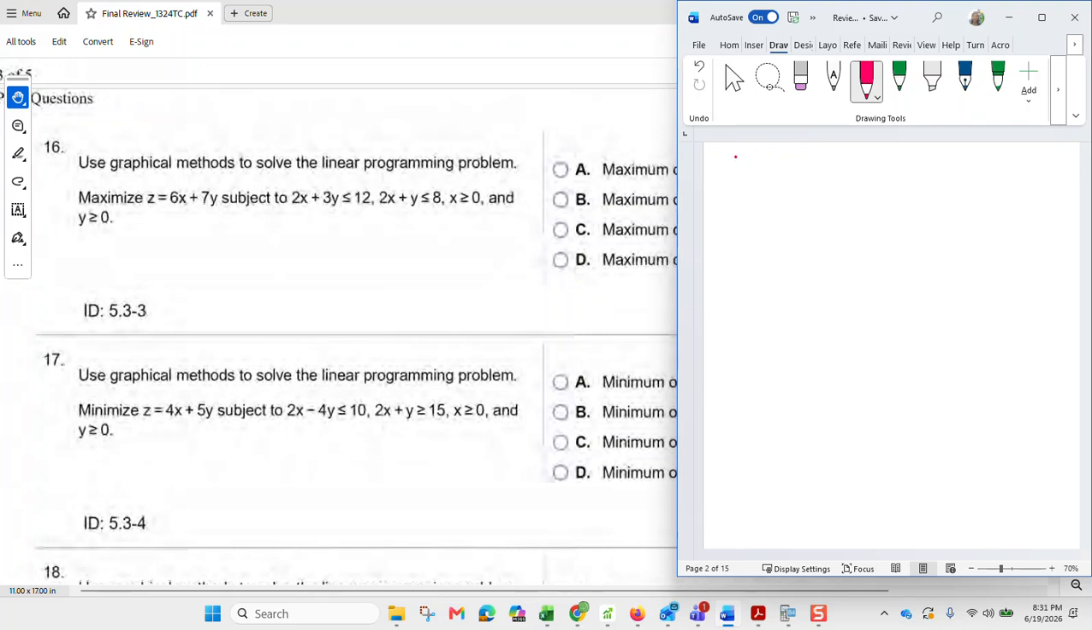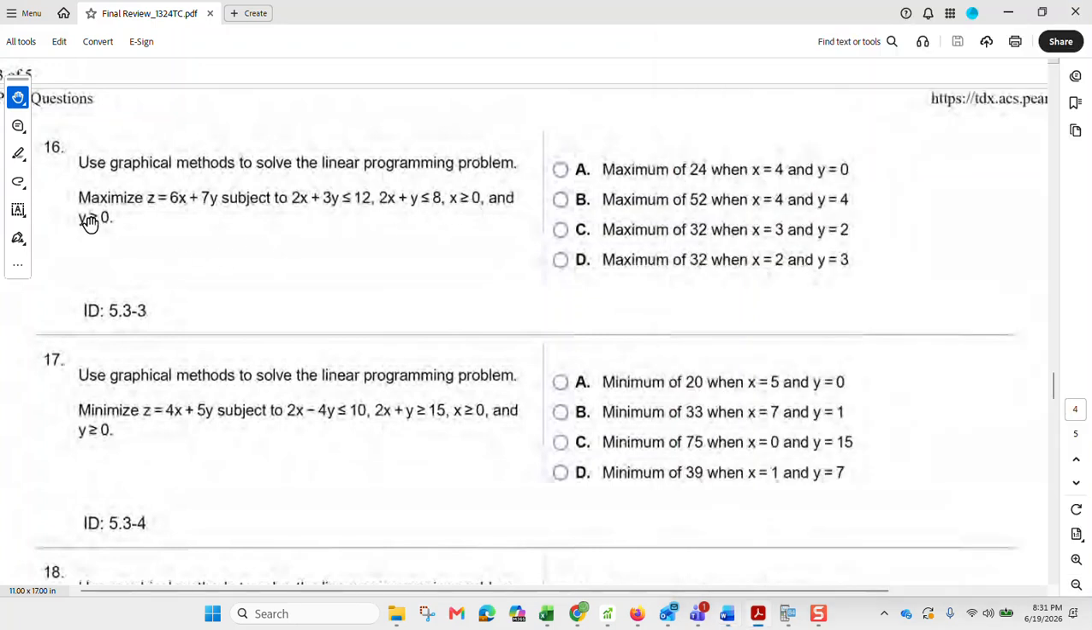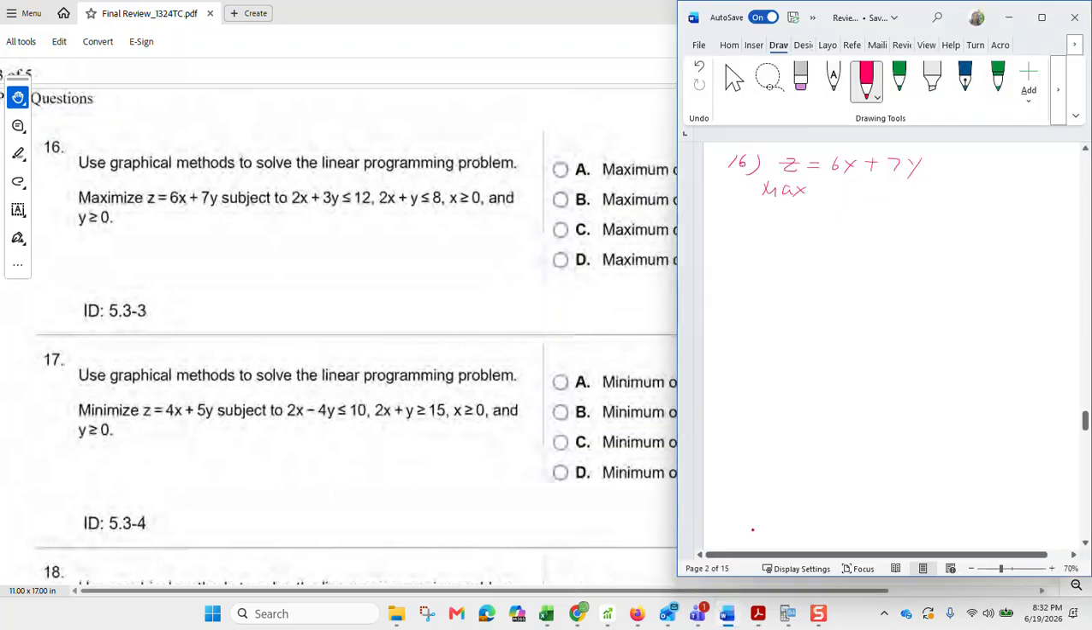All right, so number 16, we have z equal to 6x plus 7y. And then we want to find the maximum, so I need to find which z value will be the highest one. So that's the maximum, right? If you want to find the minimum, you find the lowest value for the z, okay? And this is the condition, so you can see x greater than or equal to 0, y greater than or equal to 0. That means they are all in the first quadrant, right?